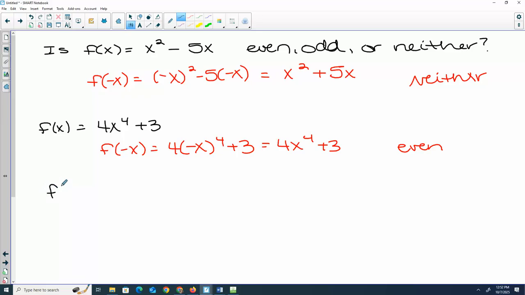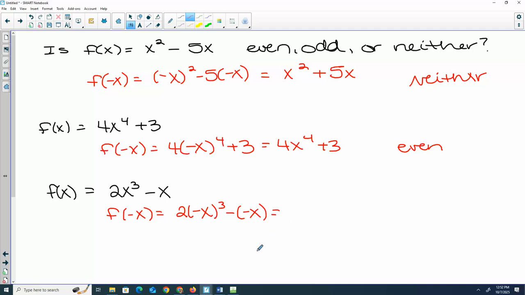If I said two x cubed minus x. If I put in a negative x. If you take a negative cubed minus negative x. Okay, what happens if I take a negative to the 3rd? Still negative, so times 2 would make this a negative 2x cubed. Minus negative x plus x. Is that what I started with? It's the exact opposite, so this is odd.